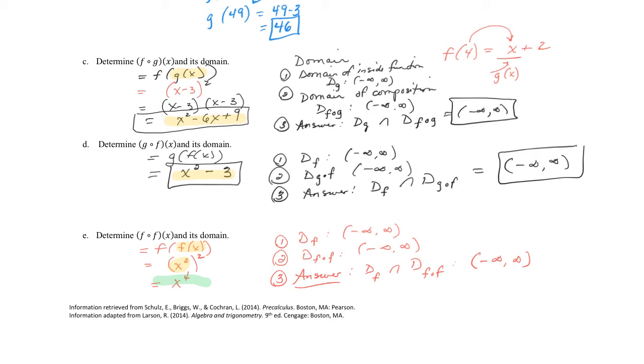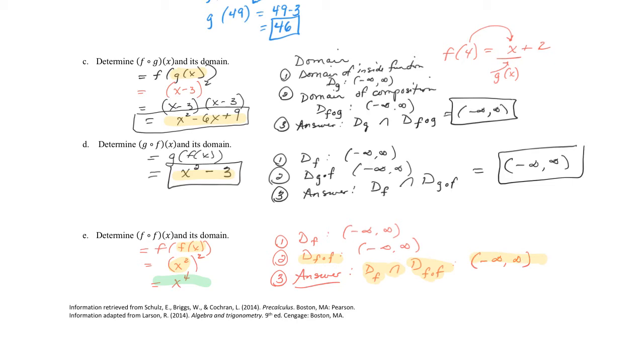And then when looking at the domain, we look at the domain of the inside, which is f. So the domain of f is negative infinity to infinity. Then we look at the domain of the newly composed function, which is f composed with f, which is x to the 4th, which again is a polynomial, and the domain of a polynomial is negative infinity to infinity. And then finally, our answer is the domain of f's intersection with the domain of f composed with f, and that answer is negative infinity to infinity.